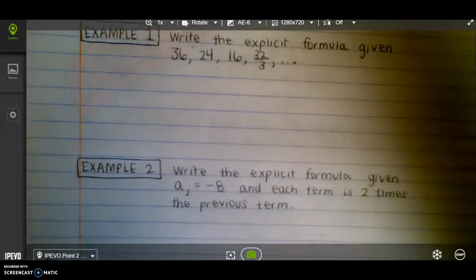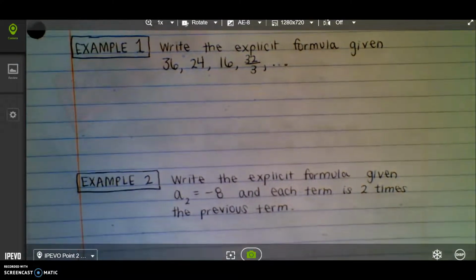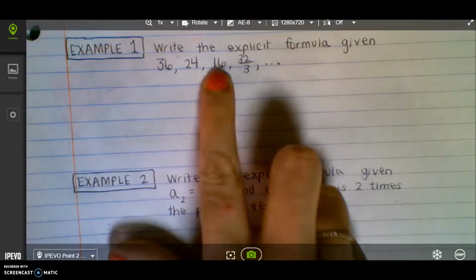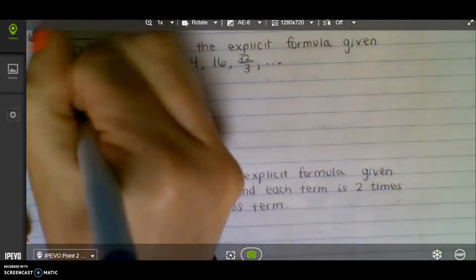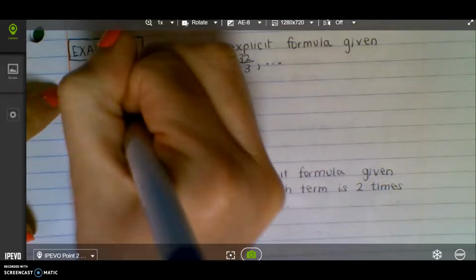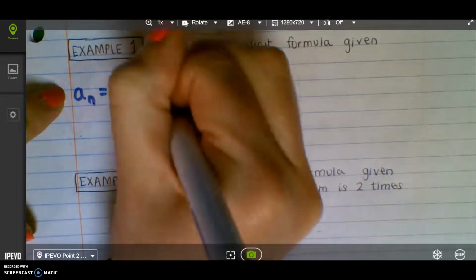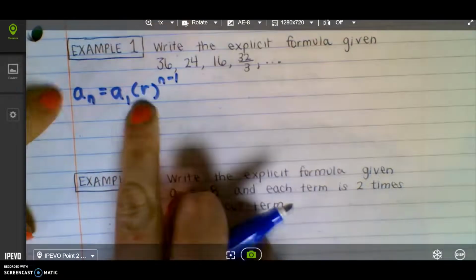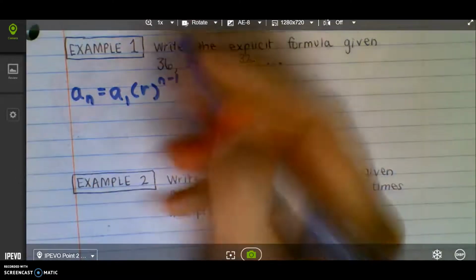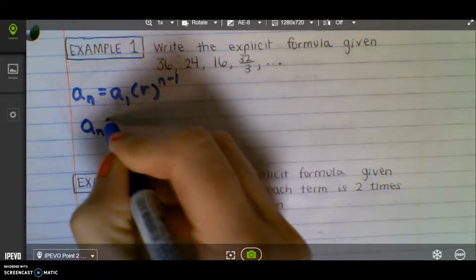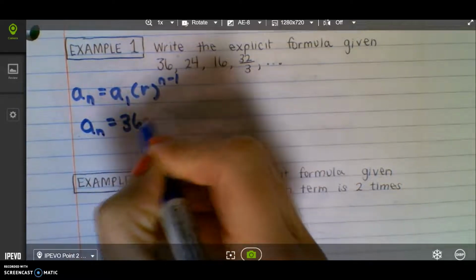Let's try some examples. 3 examples to write equations. Example 1, write the explicit formula given 36, 24, 16, 32 thirds, and so on. I'm going to rewrite the formula with the first term times r, that's my base, raised to the n minus 1. I have the first term, it's 36.